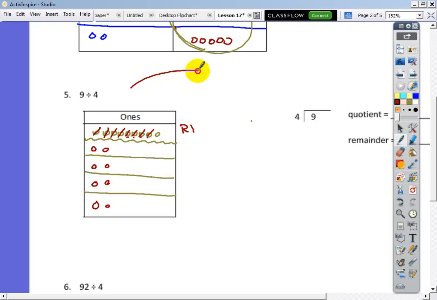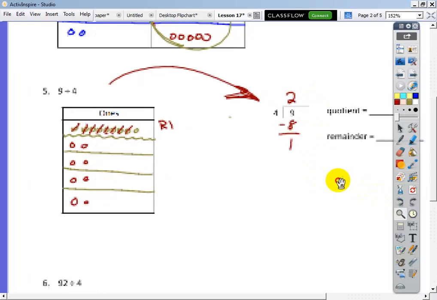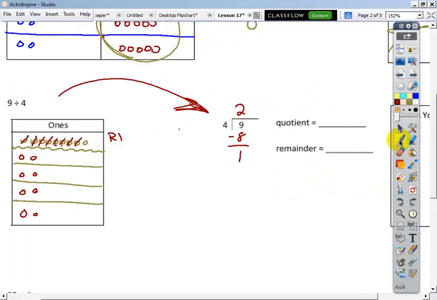Let's show it over here. Okay, whoops, that's a bad arrow. So Zeta, you said that 4 goes into 9 exactly 2 times. And that's where that 2 came from right here. They've got groups of 2. Yeah, 4 groups of 2. 4 times 2, yeah, 1. Remainder 1. Yep, and put our remainder up here, R1.